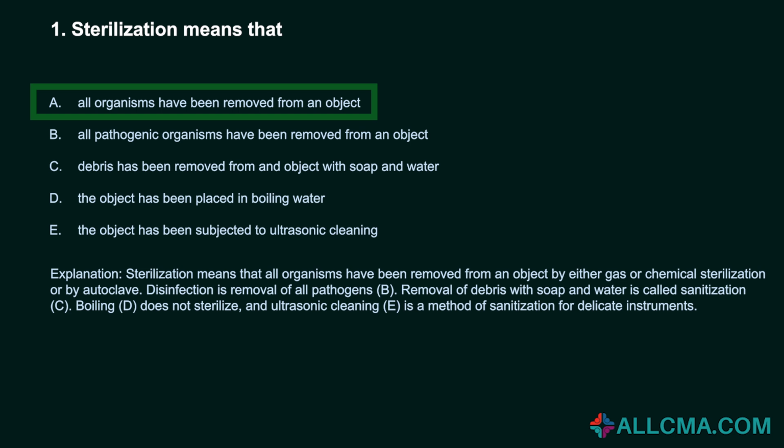Sterilization means that all organisms have been removed from an object by either gas or chemical sterilization or by autoclave. Disinfection is removal of all pathogens. B. Removal of debris with soap and water is called sanitization. C. Boiling, D, does not sterilize, and ultrasonic cleaning, E, is a method of sanitization for delicate instruments.